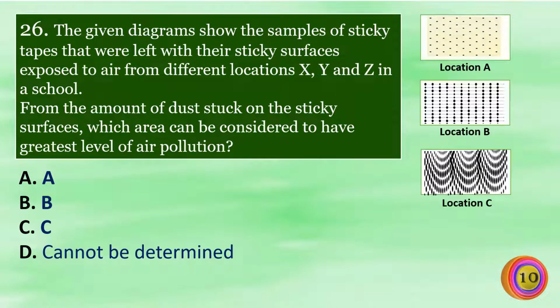The given diagram shows the samples of sticky tapes that were left with their sticky surfaces exposed to air from different locations X, Y, and Z in a school. From the amount of dust stuck on the sticky surfaces, which area can be considered to have the greatest level of air pollution? Option A, location A. Option B, location B. Option C, location C. Option D, cannot be determined.